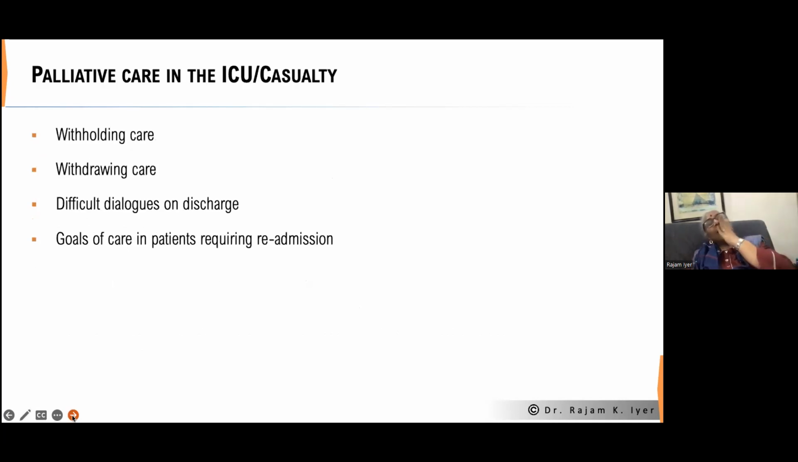And I think another important thing to leave with this group is that palliative care doesn't need a big setup. It can start from an OPD, casualty, ward, ICU. You should think of palliative care everywhere. Just because the patient is in ICU doesn't mean he goes in for everything. You need to know when to stop, when to withdraw, when to withhold, and when to have these difficult conversations.